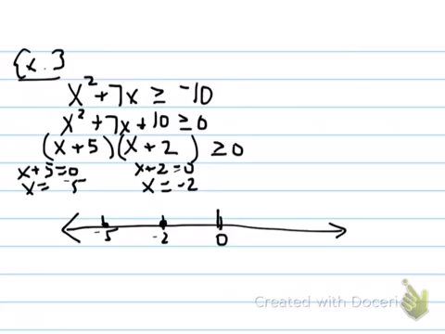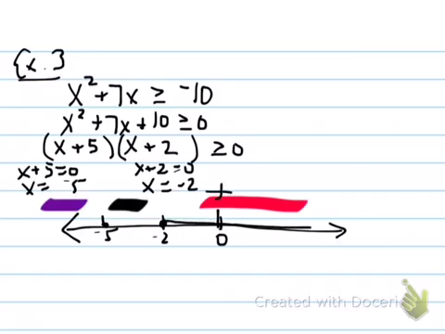So now we've got some regions to check. We've got to check a number greater than negative 2, a number in between negative 2 and negative 5, and then a number less than negative 5. Okay, so let's do that. Let's use 0. 0 plus 5 is 5. 0 plus 2 is 2. 5 times 2 is 10, which is positive. So it's going to be positive here, so everything greater than negative 2 has to work.